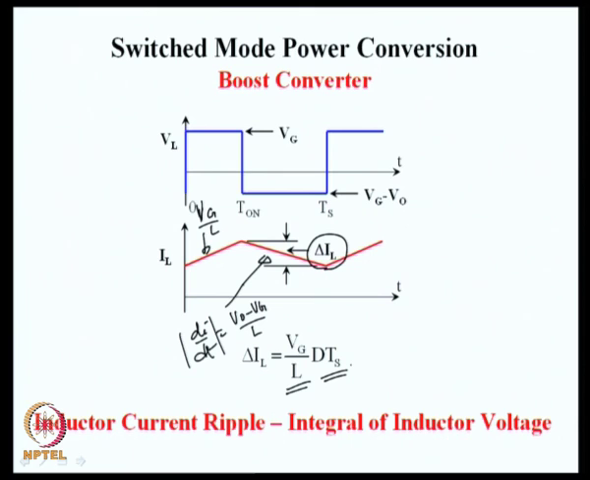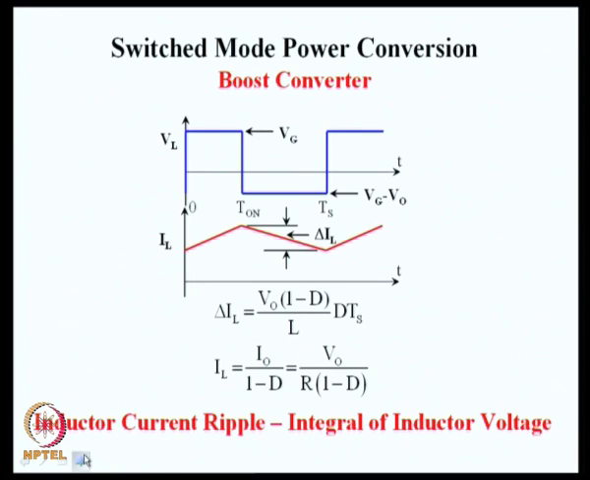So, the inductor current ripple in all the converters is found by drawing the inductor voltage and integrating it. In all cases, because the voltages are nearly constant, this integration will result in a simple ramp, and algebraically it is possible to find delta IL. If you replace Vg as V naught into 1 minus d, this quantity in terms of V naught is V naught into 1 minus d divided by L, into dTs. And the inductor current itself, we have seen the ratio that IL is I naught by 1 minus d, and I naught is V naught by load resistance.